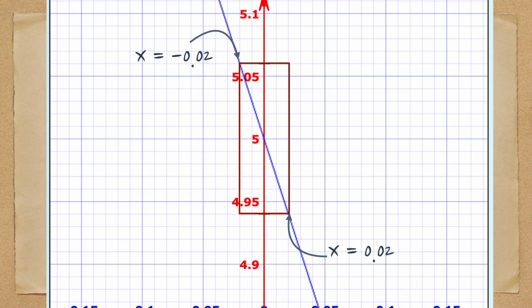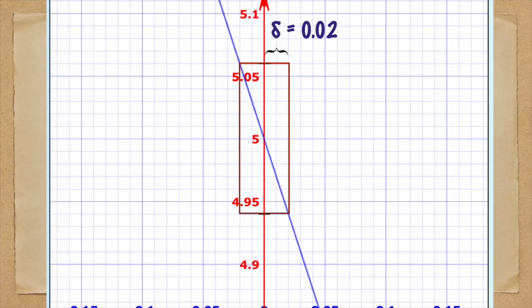So to find our delta, we take the difference in our x value and the c value. So delta equals the absolute value of 0.02 minus 0, and we get that delta equals 0.02. That means that any x value within delta, which is 0.02 of our c value, we give a function value within epsilon, which is 0.06 of our limit, which is 5.